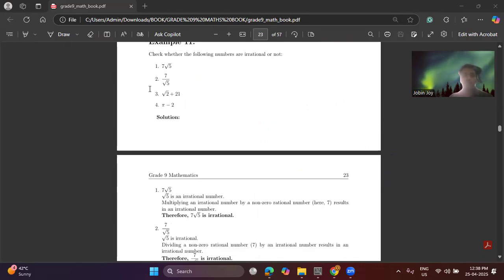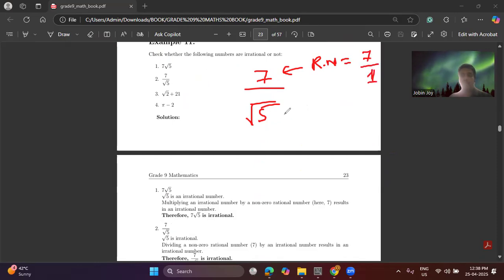Then next is 7 by root 5. Again, 7 is a rational number because I can write 7 in the form of p by q, 7 by 1. Root 5 is an irrational number. So when you divide a rational number by an irrational number, this is irrational. So this is again irrational.